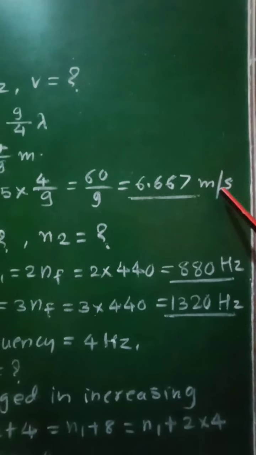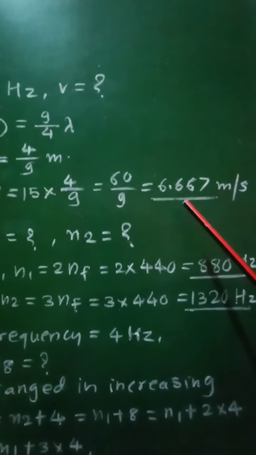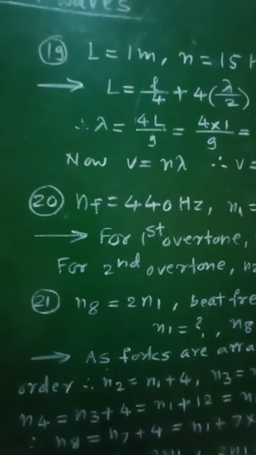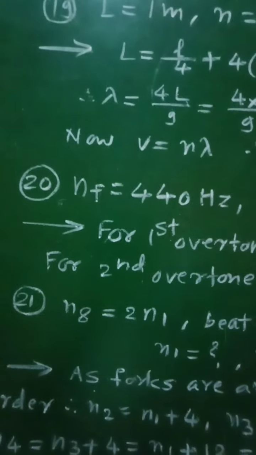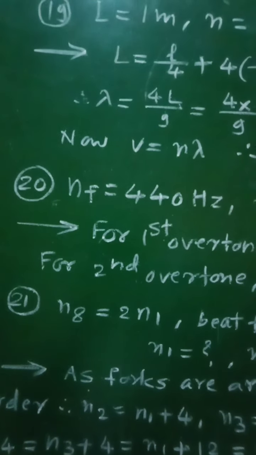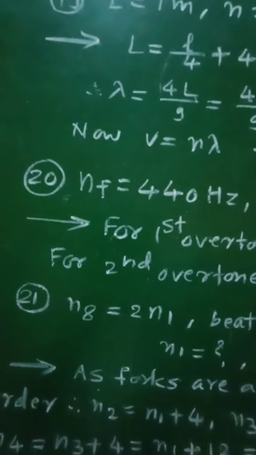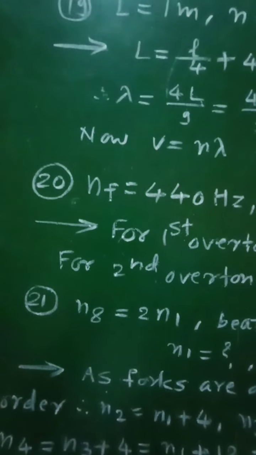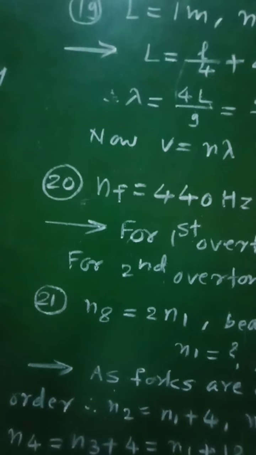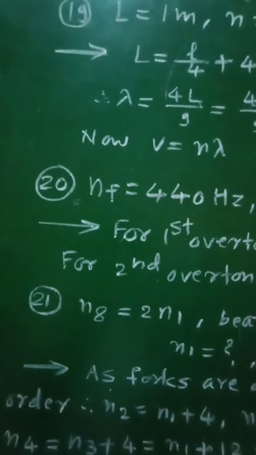6.667 meter per second. This will be the velocity of the progressive wave. Now let us see numerical number 20, which is stated as a violin string vibrates with fundamental frequency of 440 Hz. Then what are the frequencies of first and second overtones?